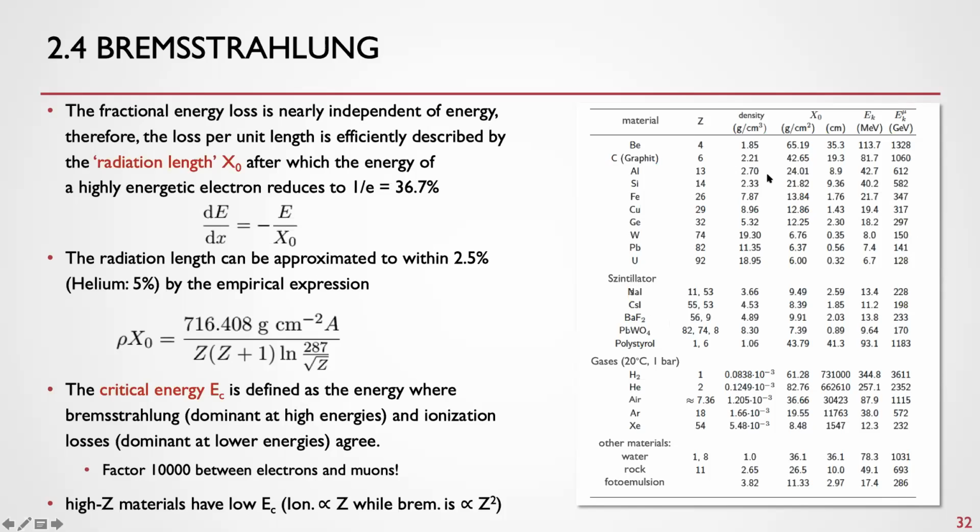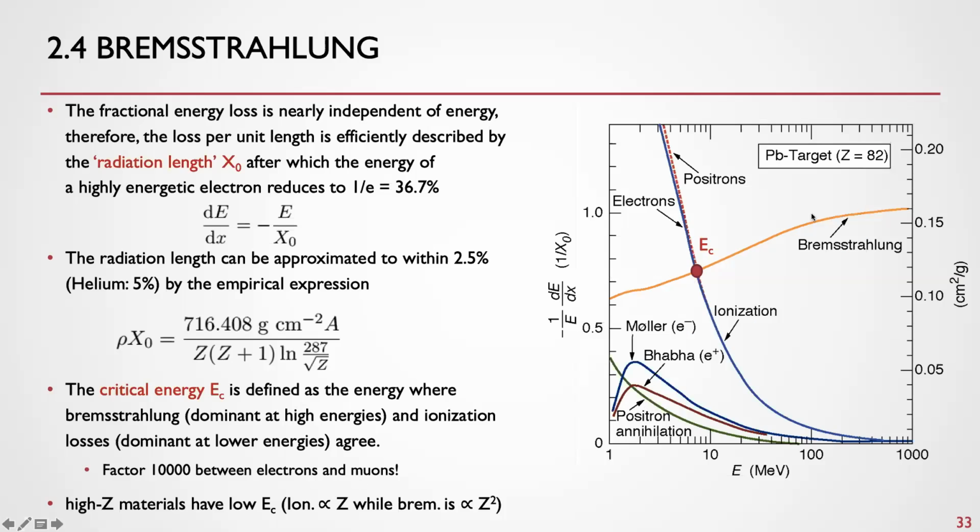So high Z materials have a low critical energy because the ionization is incoherent, proportional to Z, while bremsstrahlung is coherent, it's proportional to Z squared. So when you increase Z, bremsstrahlung increases stronger than ionization. And that's a way to design a detector. The choice of the Z of the material is the first consideration when choosing a detector material.